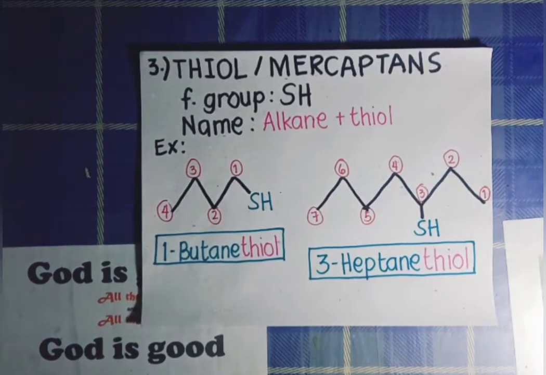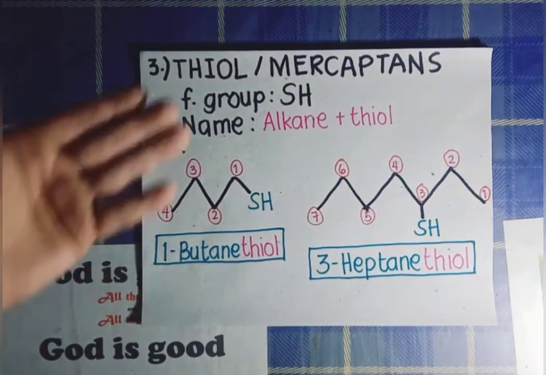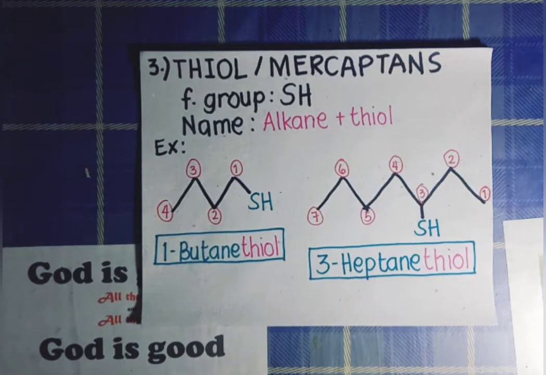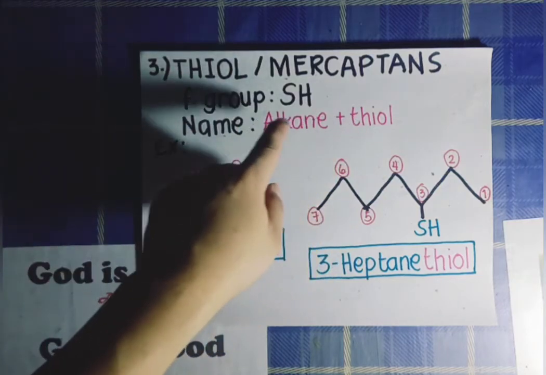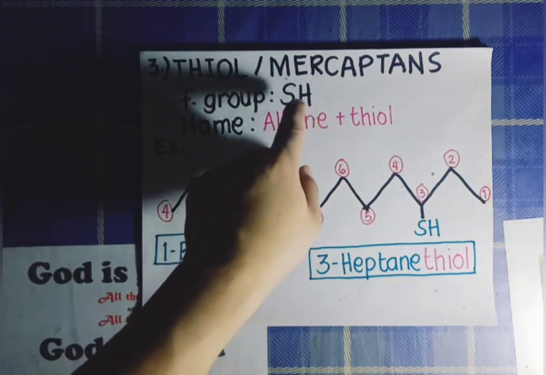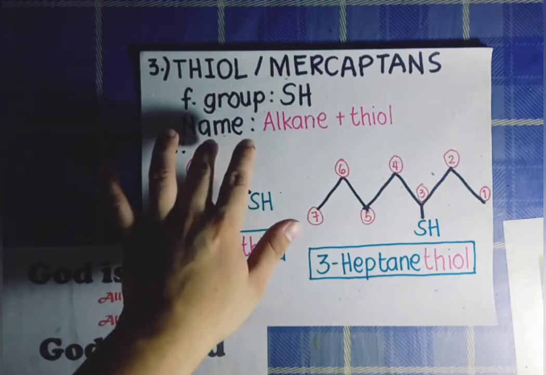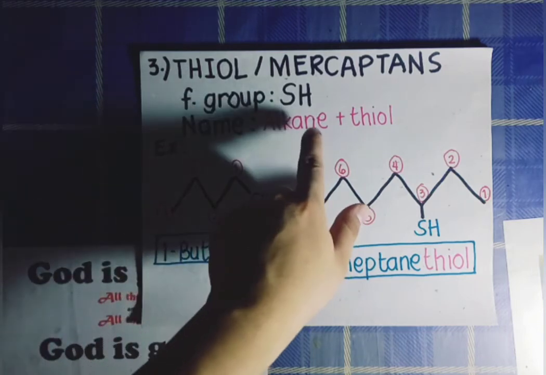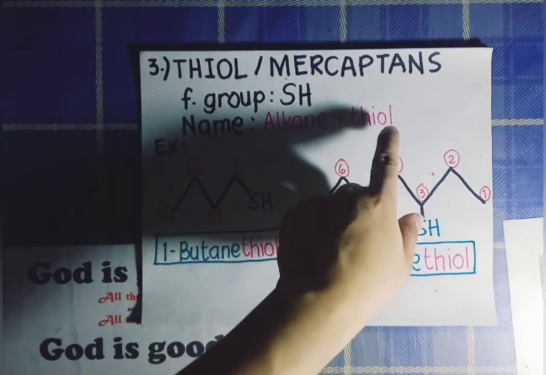For our third non-carbonyl functional group, we have here the thiol or mercaptans. One of the distinguishing characteristics of thiol or mercaptans is that they also have a stinky smell, just like the amines. In fact, thiol or mercaptan is one of the chemicals responsible for the smell of onion. The functional group of thiol or mercaptans is SH. S is sulfur, and its name follows the format: the parent alkane plus thiol.